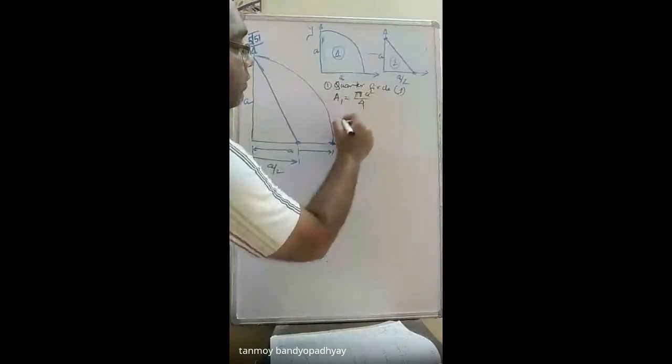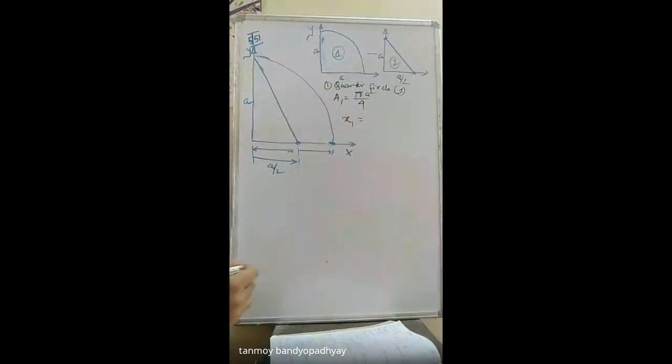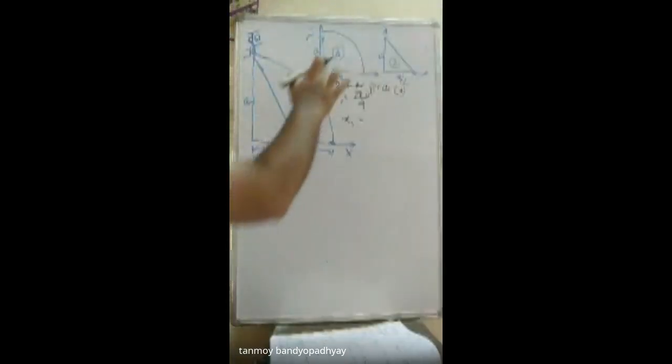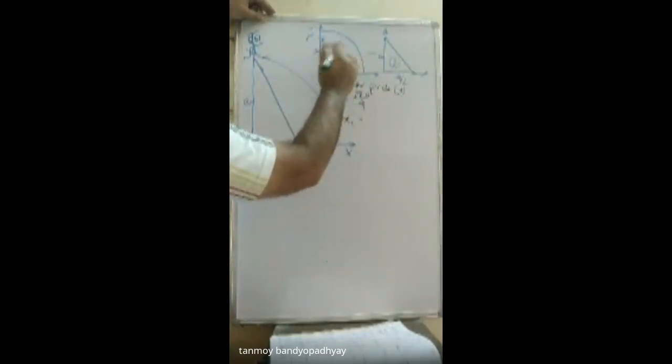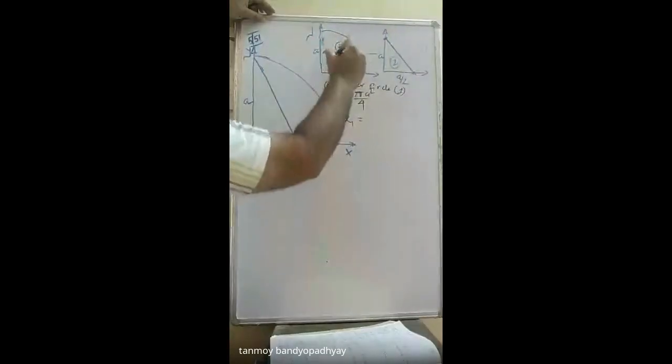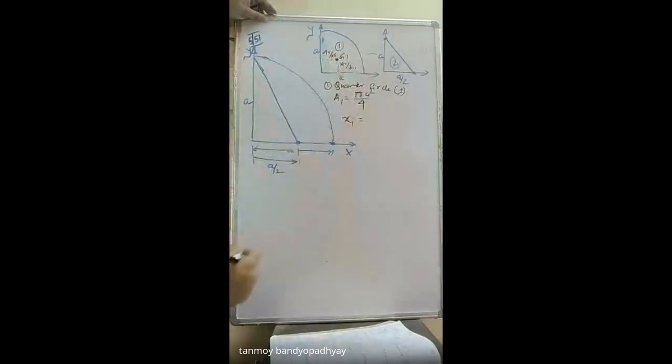Okay, pi square by 4. What is x1? You have calculated it for the quarter circle last day. It is 4r by 3 pi from both the ends. So this is 4r by 3 pi and this is also 4r by 3 pi. So this is G1. Okay?